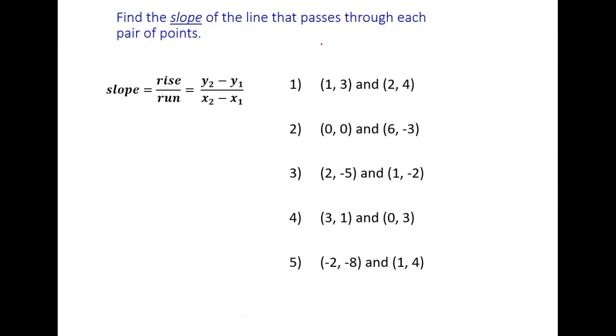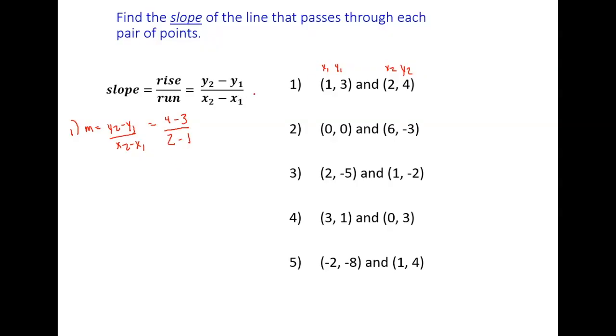So we want to find the slope of a line that passes through each pair of points. So we have this formula: y2 minus y1 over x2 minus x1. So we're going to say x1, y1, x2, y2. So let's do the first one first. So I have m, or slope, is equal to y2 minus y1 over x2 minus x1. So I have my y2 to be 4, my y1 is 3, my x2 is 2, and my x1 is 1. Sorry, as I'm doing this.